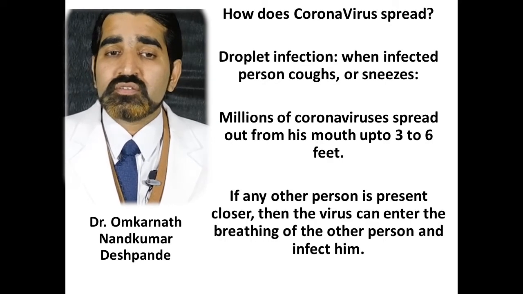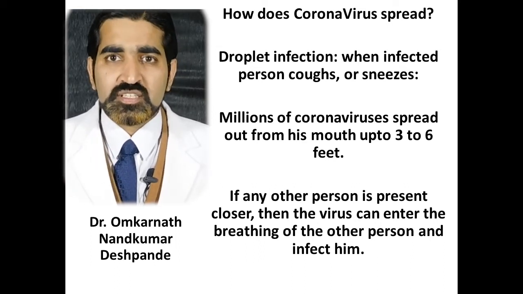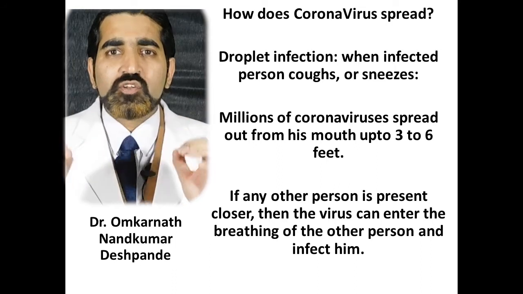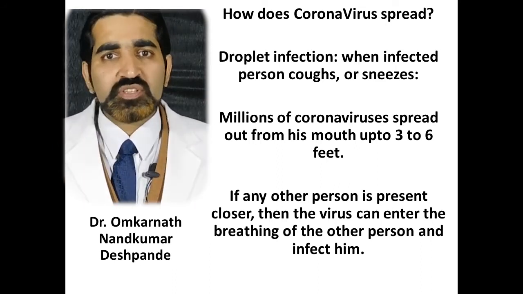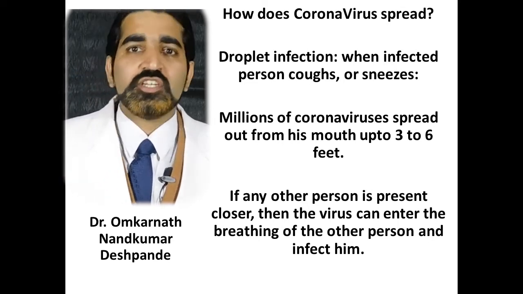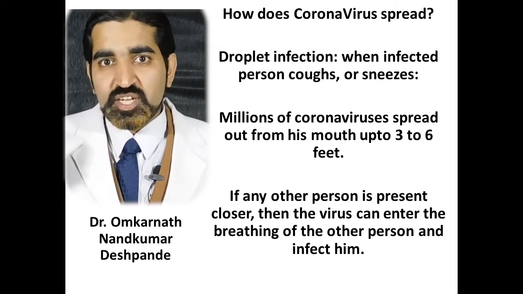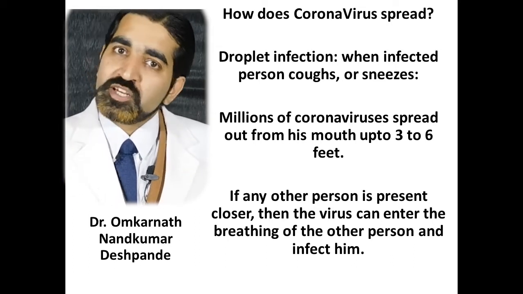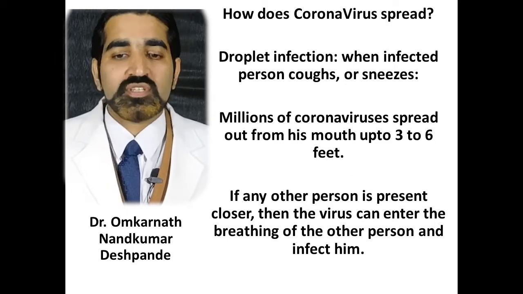How does this spread? It is by droplet infection. So when an infected person coughs or sneezes, thousands of tiny droplets containing viruses spread out all around, especially in an area between 3 to 6 feet from the person who is coughing out. Now if another person walks into that area or is standing close by, when that person breathes, the cough or sneeze droplets will enter, and thereby the virus can enter inside the breath of that person and infect them.